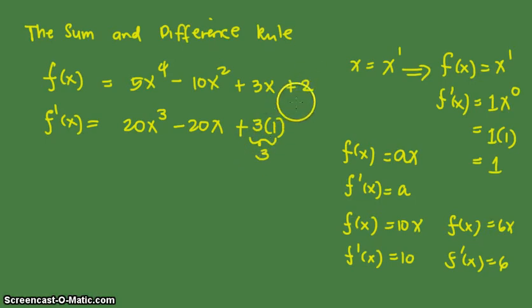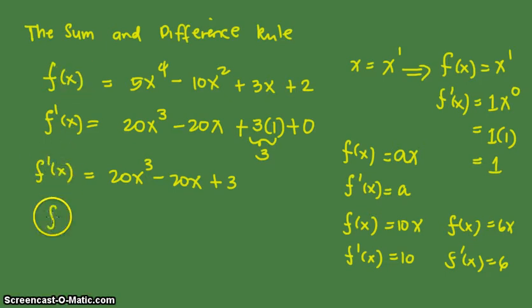Now, the last term is a constant. Remember that for a constant, the derivative is equal to 0. So this is plus 0. Simplifying, you have 20x cubed minus 20x plus 3, because 3 plus 0 is basically 3. So this is f prime of x.